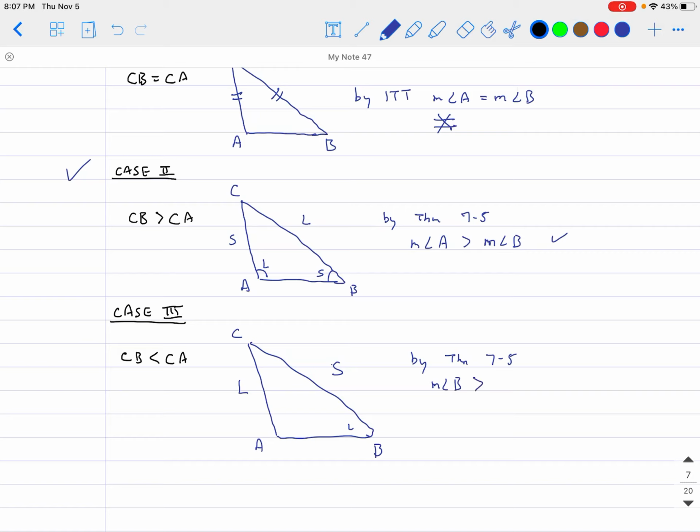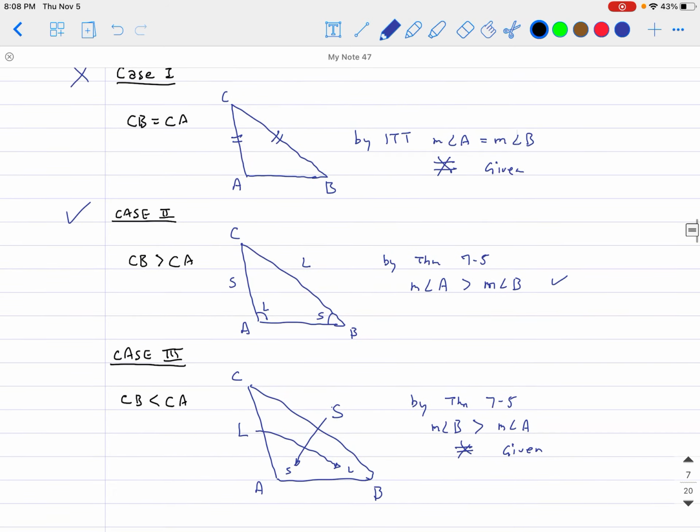Well, according to, once again, Theorem 7.5, I can say that the measurement of angle B is going to be greater than the measurement of angle A, because here you have L, which corresponds to the largest angle. Here you have S, which corresponds to the smaller angle. And this right here, again, does not work because it contradicts the given. So out of the three scenarios, you can see that two of them contradict what's given, and the only one that doesn't is case 2. So there it is. That's going to be our valid proof then.